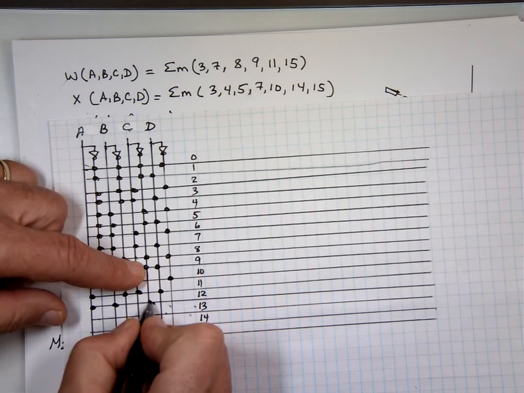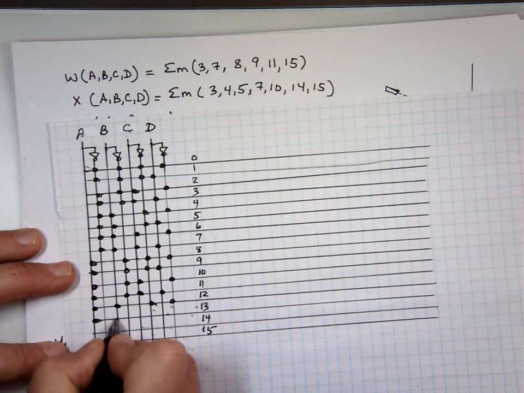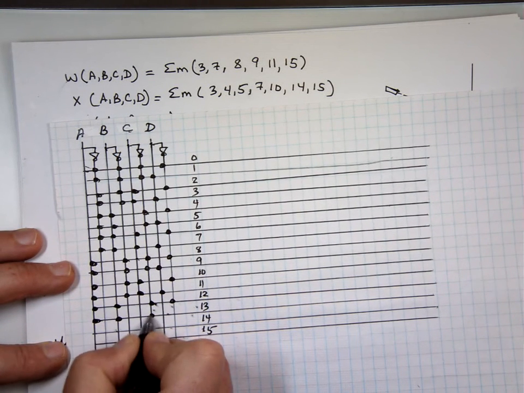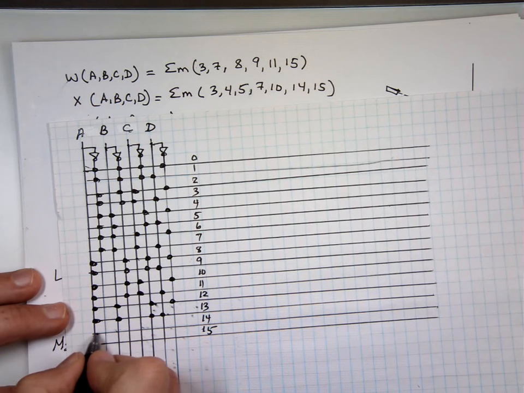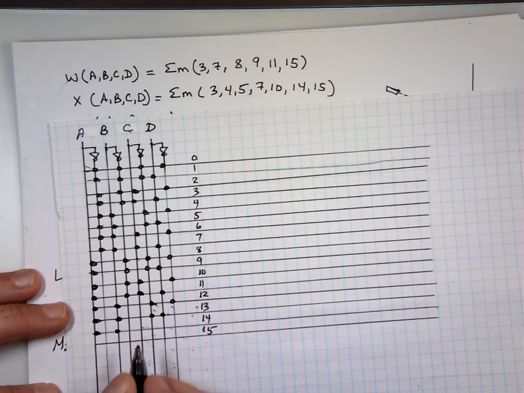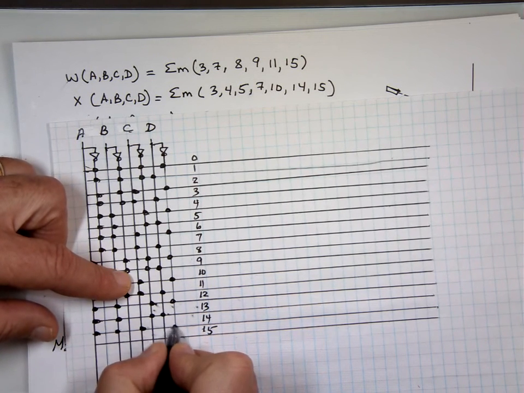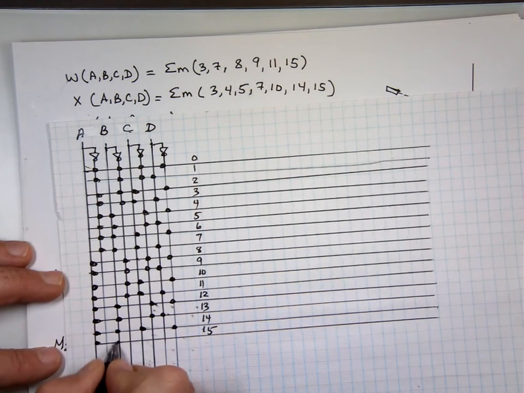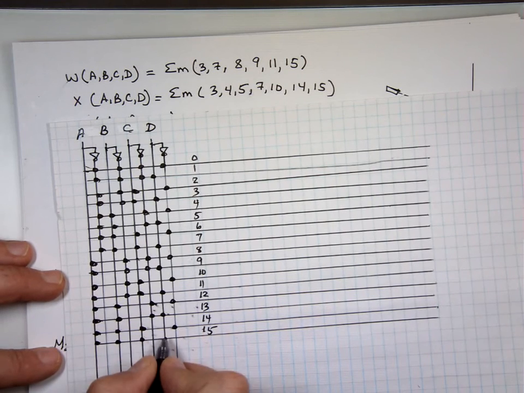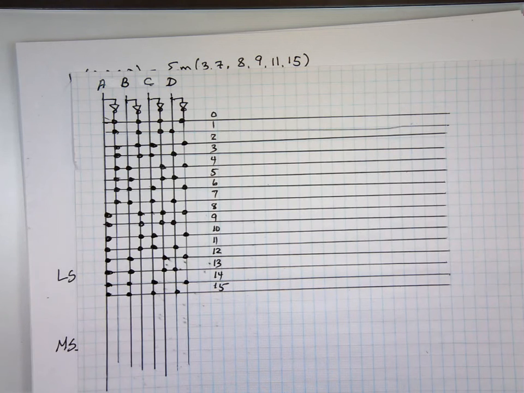13, 1, 1, 0, 1. 14, 1, 1, 1, 0. And 15 is 1, 1, 1, 1. I don't know why we have to connect them. We just wrote the number up there. That'd be easy, but.